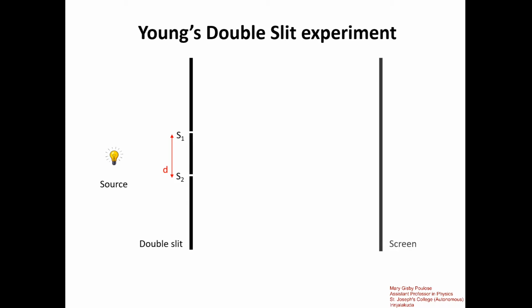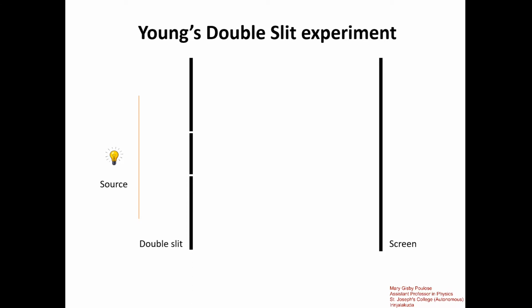Now, let me show you how the division of wavefront is achieved in Young's double slit experiment. So in this experiment, we have a source, a monochromatic source of light, and we have two slits placed in front of it, S1 and S2. A double slit is placed, and they are at a small distance d apart, and we have a screen placed a longer distance D apart from the double slit. So this is the basic setup.